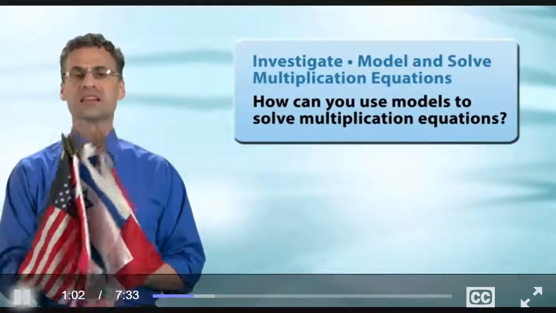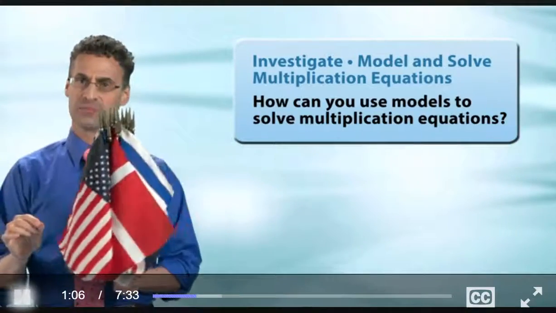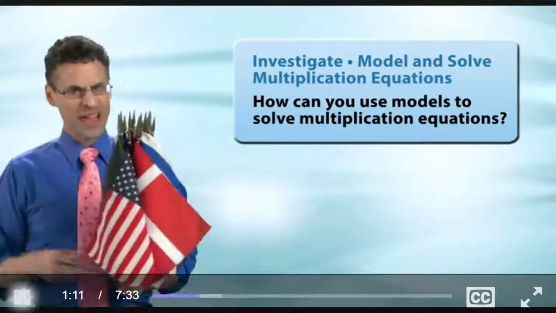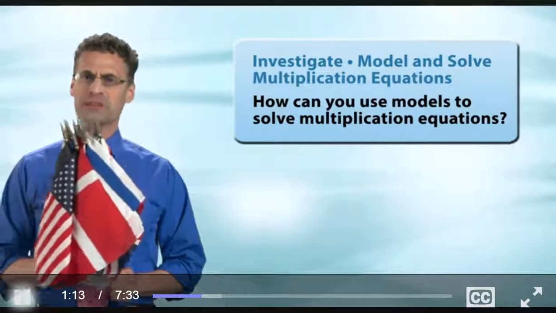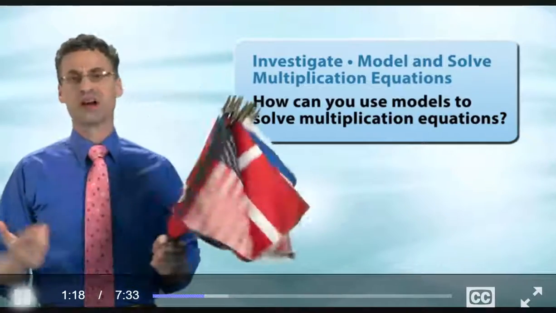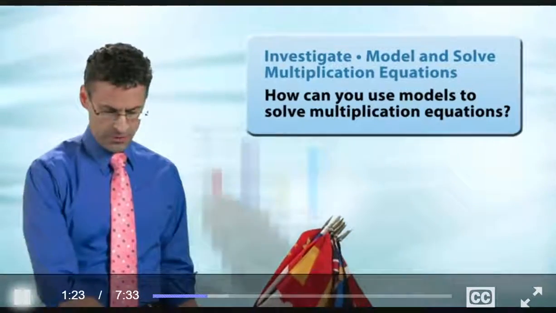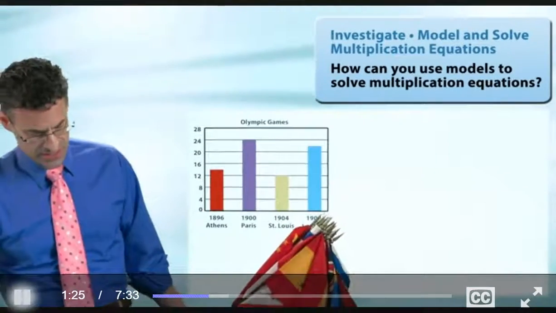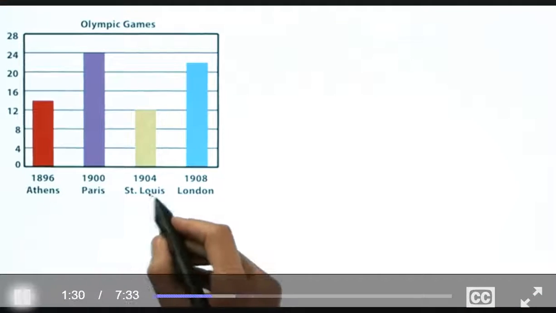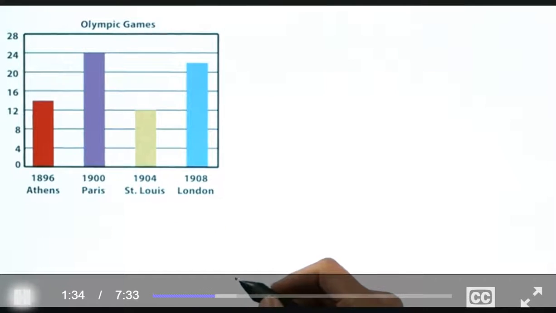What we want to do is write and solve a multiplication equation to find the number of flags in each row. Well, the first question we have to ask ourselves is, how many countries actually participated in the 1896 Olympics? I don't know off the top of my head, but luckily we have a wonderful graph that tells us, for various years and locations of the Olympic Games, how many countries were represented.